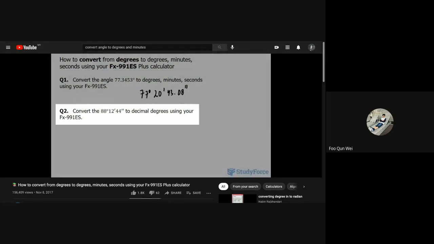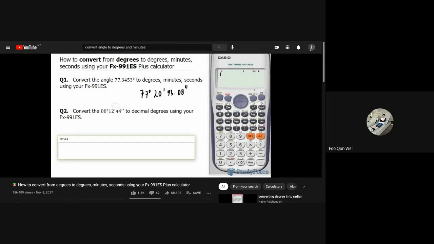In question 2, they ask us to convert 88 degrees, 12 minutes, and 44 seconds to decimal degrees using the calculator. To write this down in your calculator, you'll do the following. 88, this button, which represents degrees. Now there's not a button that distinguishes minutes and seconds, so we have to use the same button for minutes and seconds. So 12 minutes, 44 seconds. You need to input it this way. Once you do that, you click the equal sign and it will show you what you've just written in.